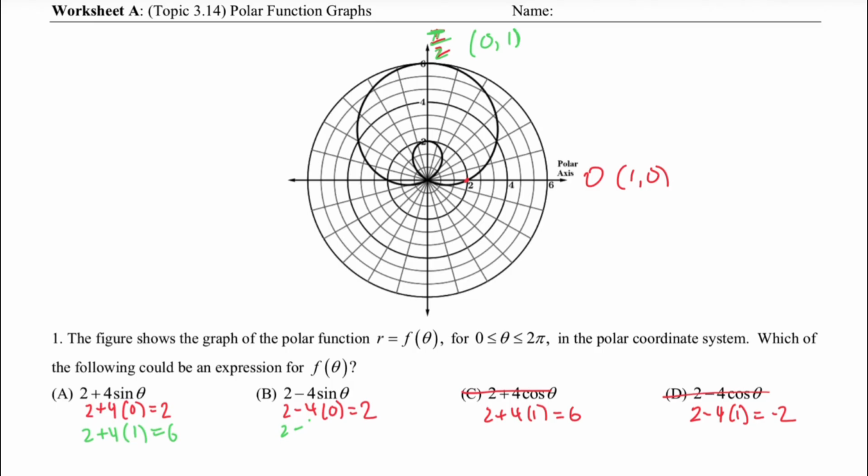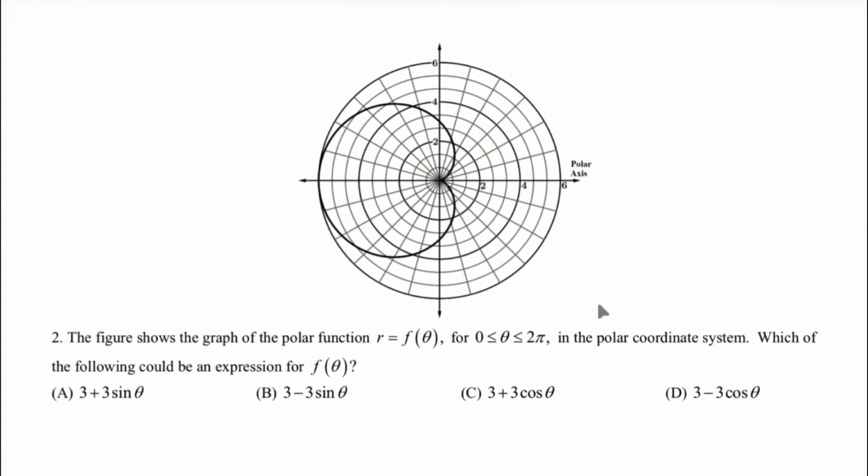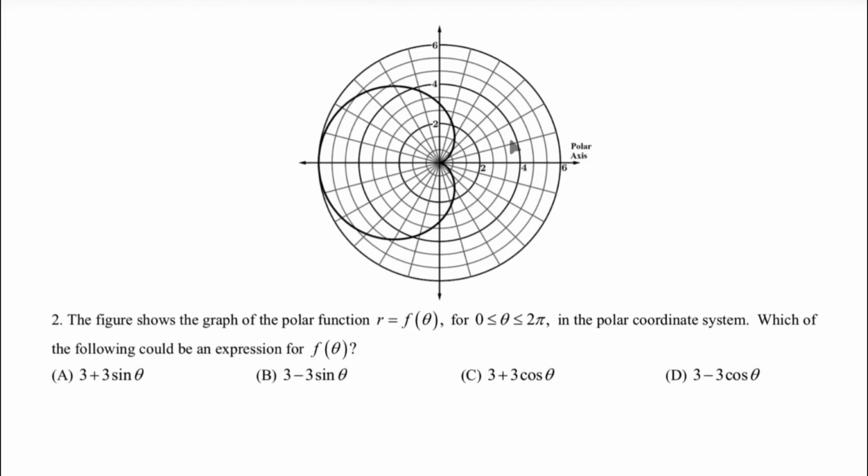Looks good. For this one, it's 2 minus 4. That gives me -2, which is not correct. So I can cross off B, and our answer is A. Moving on to the next question here.